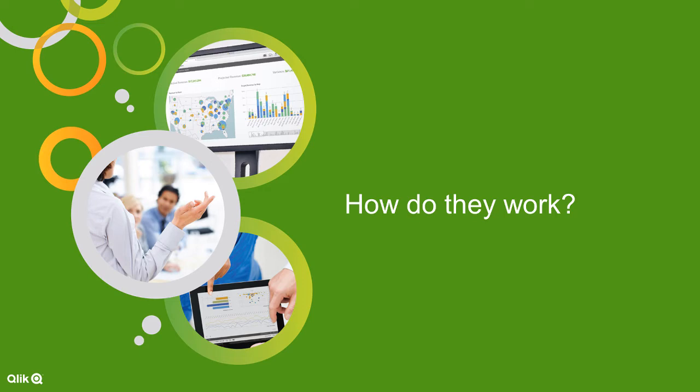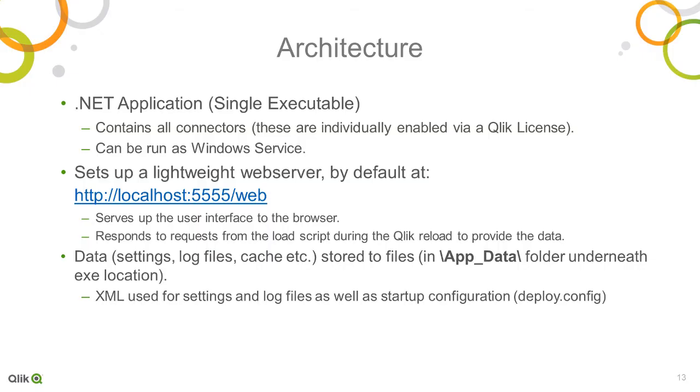So how do they actually work? The Qlik Web Connectors is a .NET application. It's a single executable. It contains all the connectors as separate DLL files, and you enable them individually with the license that you apply. It can also be run as a Windows service, which is quite handy, and we'll actually look at how to enable that a bit later.